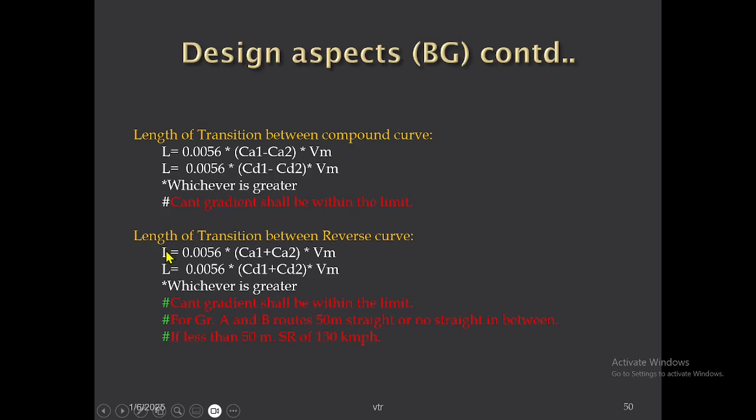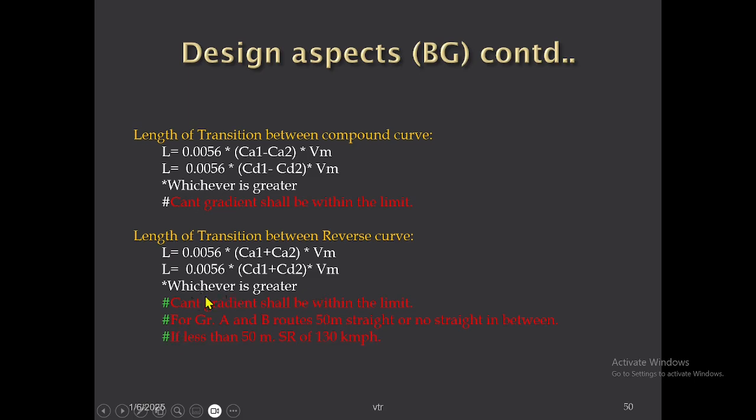Then in case of reverse curve, this reverse curve means what? These are two curves of same or different radii bending in opposite direction. Normally used to say reverse curve. That is a case. This will be your length of transition, again 0.0056 into CA1 plus CA2, first curve cant actual plus second curve cant actual into VM. Like that, L equal to 0.0056 into CD, cant deficiency of the first curve plus cant deficiency of second curve into VM. So whichever greater value will be our length of transition in case of reverse curve.